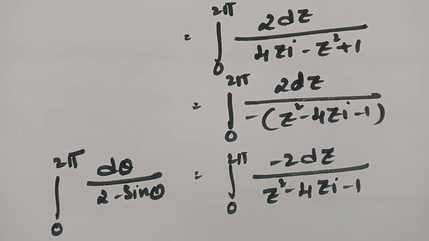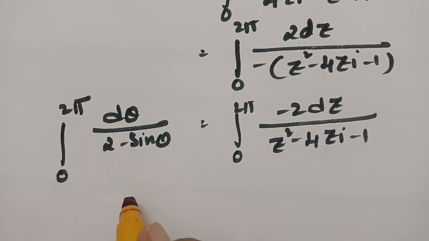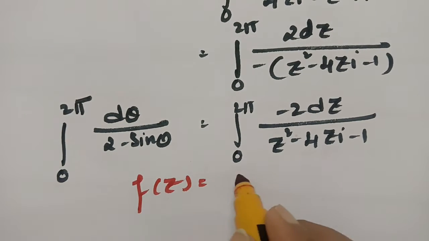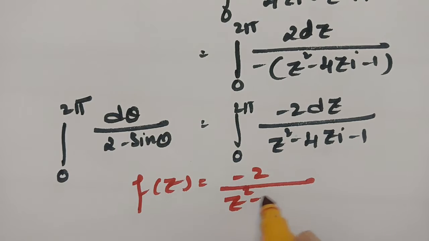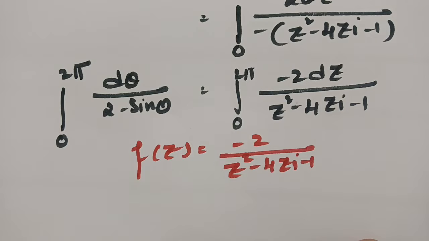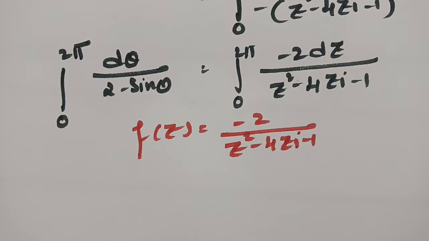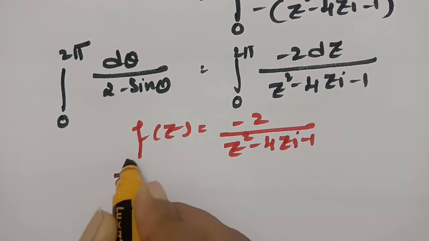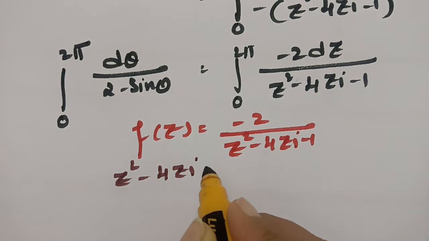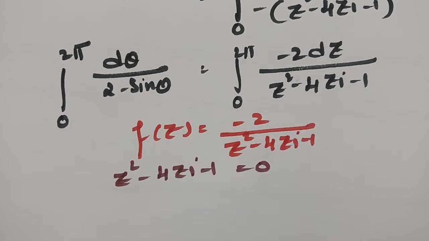So here this is integral of f of z into dz. Then what is our f of z? Our f of z value is very clear: minus 2 by z square minus 4zi minus 1 is our f of z value. In order to find the poles, we have to equate the denominator to 0. So if I equate the denominator to 0, this will be z square minus 4zi minus 1 equal to 0.